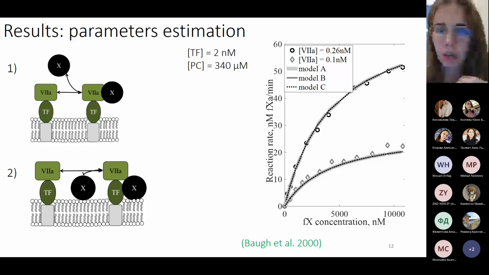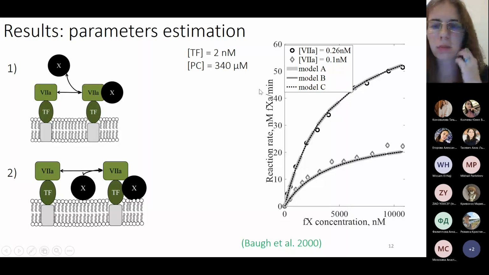We estimate parameters for each individual model. So for models B and C, parameters for complex formation were the same. So for those two models, parameters were the same. But for model A, it is impossible to take parameters the same as here, because it deals with concentrations, not with surface densities. And so parameters of model A were estimated individually.